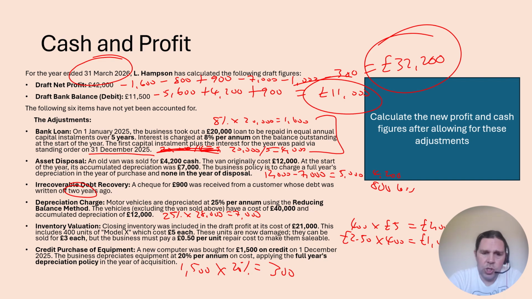When it comes to depreciation charge, our motor vehicles depreciate 25% per annum using reducing balance. So the first thing, method mark, working out the net book value. So 40,000 take away 12,000 is 28,000. So we've got a £7,000 depreciation charge. That will reduce profit. So we're going to take £7,000 off profit.